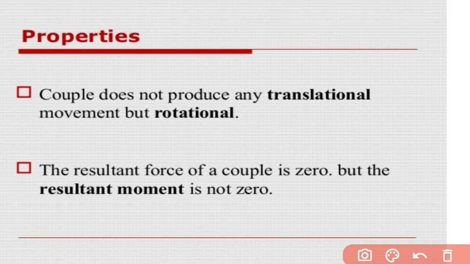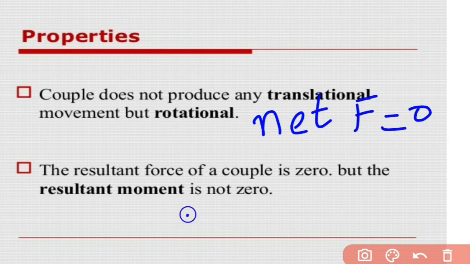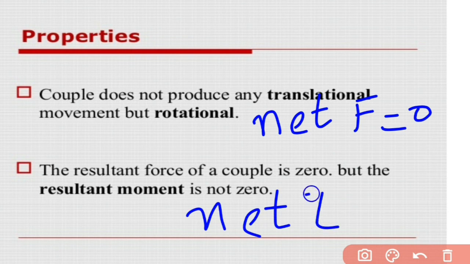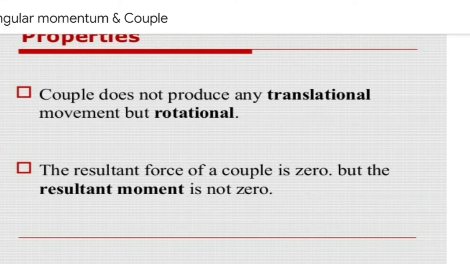That means what is the important property of a couple? When a couple acts on an object, net force is equal to 0, but net torque is not equal to 0. So this is the important point regarding the couple.